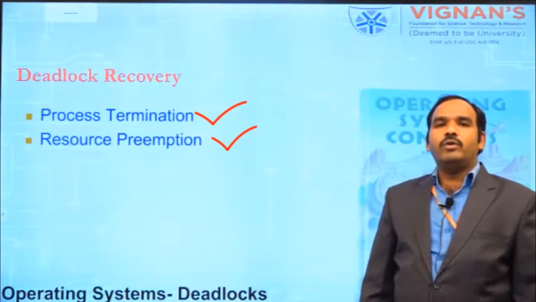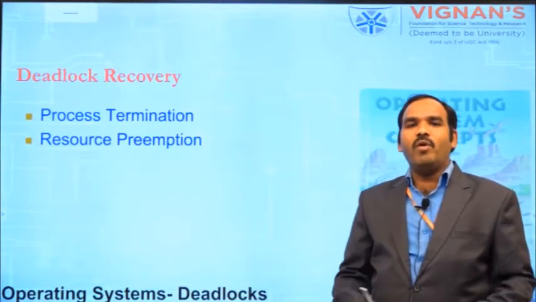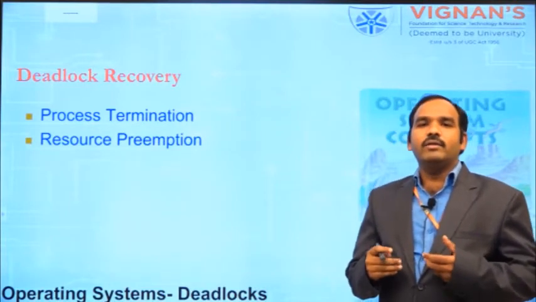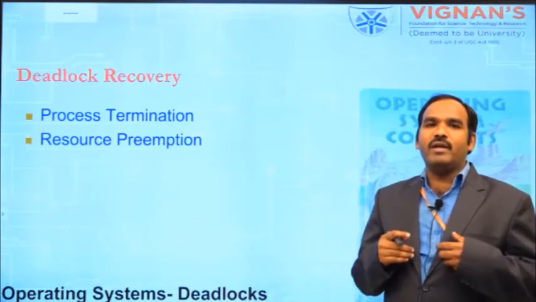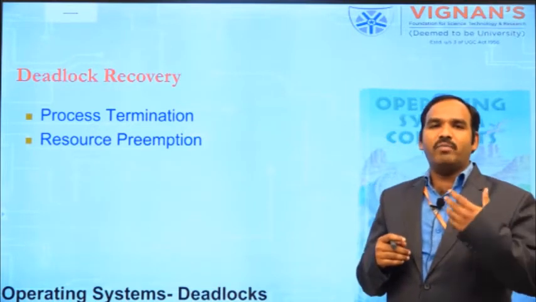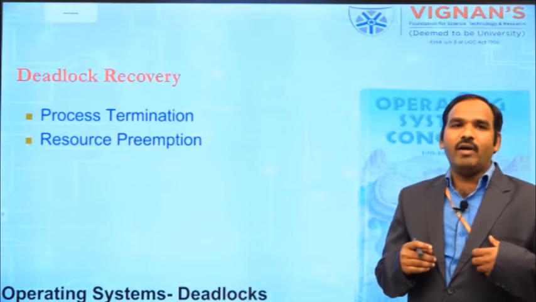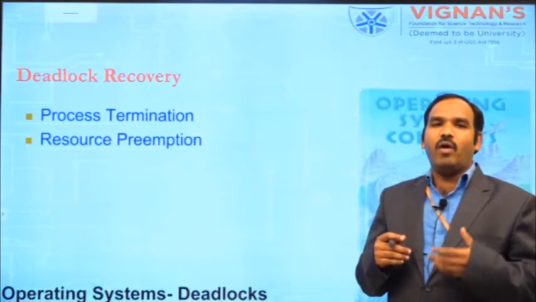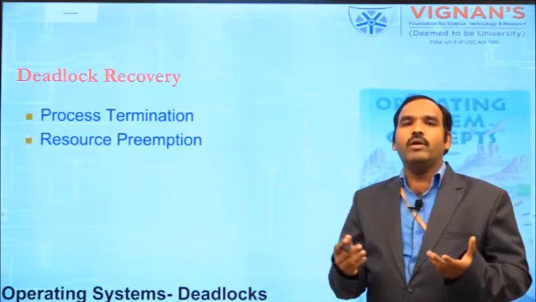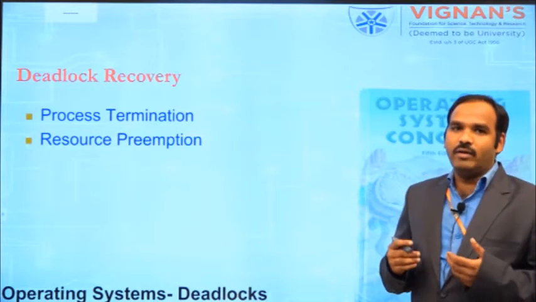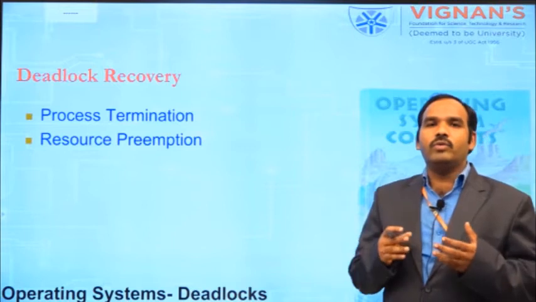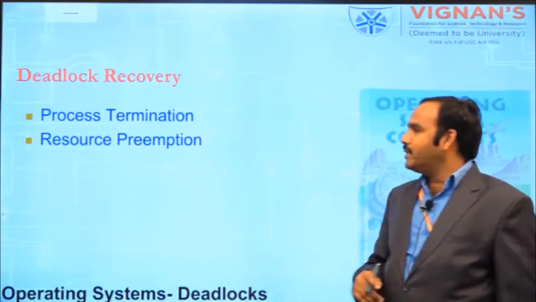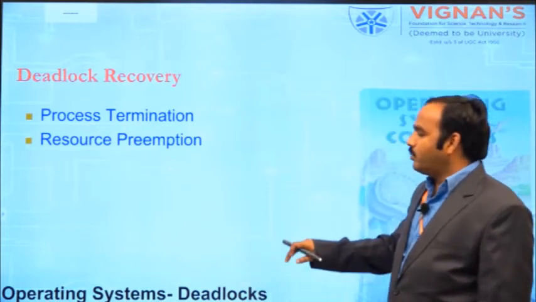There are two ways to come out from the deadlock. Once the algorithm detects the deadlock, there are several ways to come out from it. One way is you can manually come out from the deadlock, and the second way is you can write a program or some code, and using that code, you can come out from the deadlocks. Basically, there are two ways: one is process termination, another one is resource preemption.